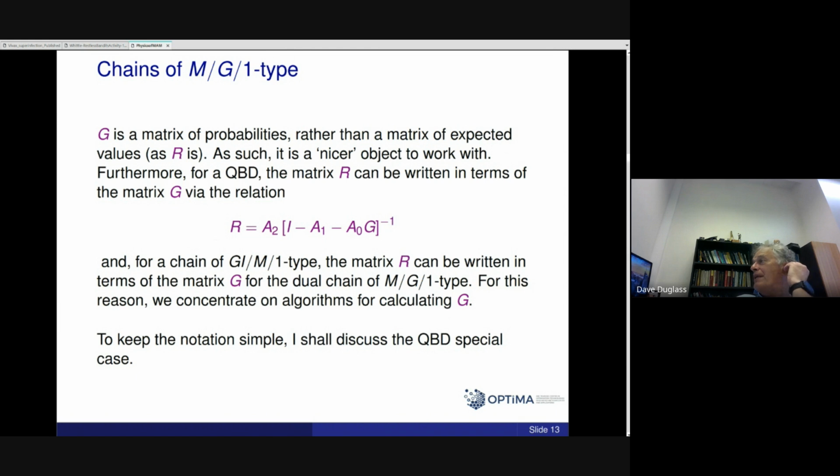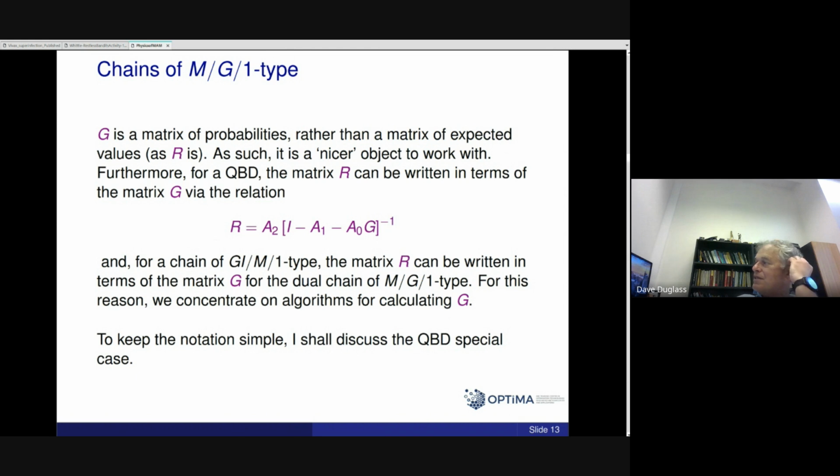So if we've got a QBD, the matrix R can be written in terms of the matrix G via a relationship here. So if you know what G is for a quasi-birth and death process, then you can calculate R. You can write R in terms of G. And in fact, if you've got a general chain of GIM1 type, you can write the matrix R in terms of a matrix G for what's known as the dual chain of MG1 type, which is what you get when you turn the levels upside down. And you go up when you want to go down, etc.